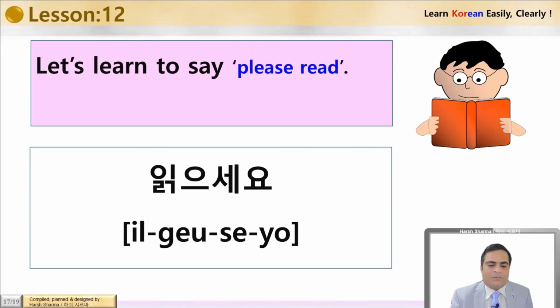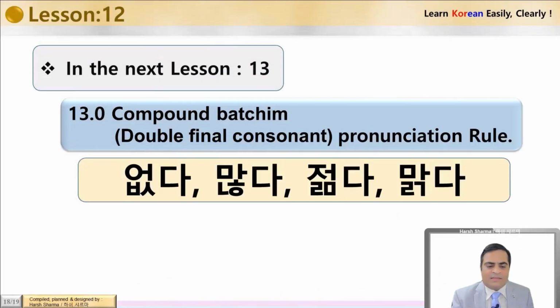So we are going to start the double final consonant, or double Pachim, in lesson 13. I hope, Yorobun, you have understood the Pachim pronunciation rule. It is a unique concept and you have to be very confident and very accurate in this pronunciation. Then only can we do Korean reading accurately. In the next lesson 13, compound Pachim, there will be different vocabulary words. Compound Pachim, the double final consonant pronunciation rule. We are going to start.